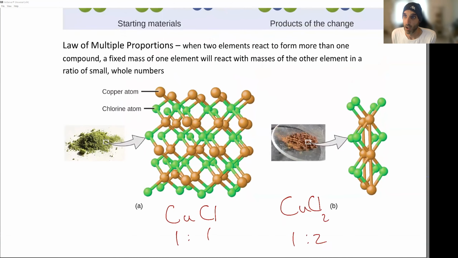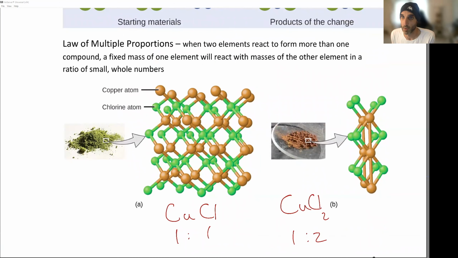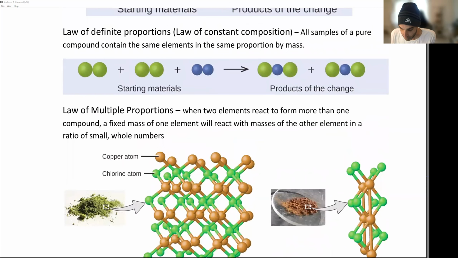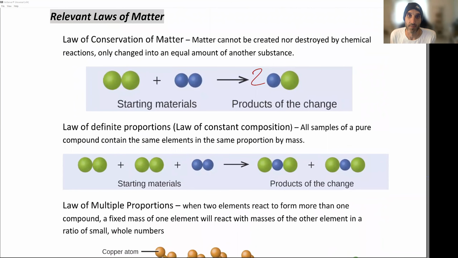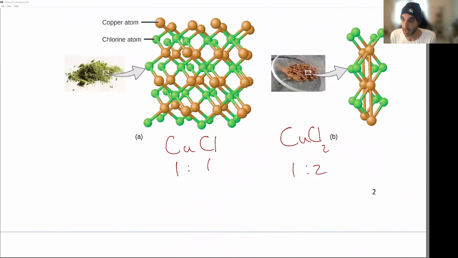So again, law of multiple proportions, 2 elements react to form the same one. So if I were to react 1 copper with one equivalent amount of chlorine, we usually end up with a 1-to-1. If I have an abundance of chlorine, we would end up with a 2-to-1 ratio or 1-to-2 ratio for copper to chlorine. So again, all of these basic relevant laws of matter apply to Dalton's postulates, those 5 postulates. Again, he came up with it 250 years ago. Pretty impressive that he could do that.